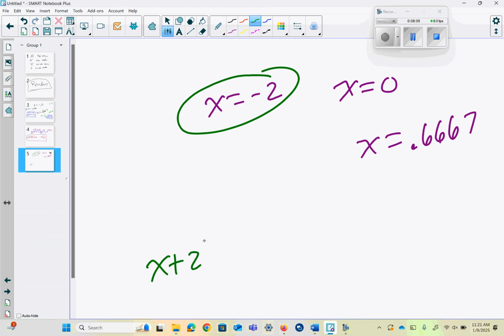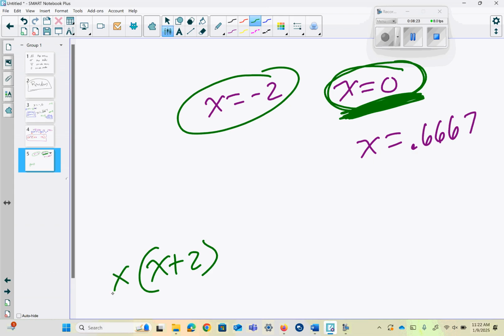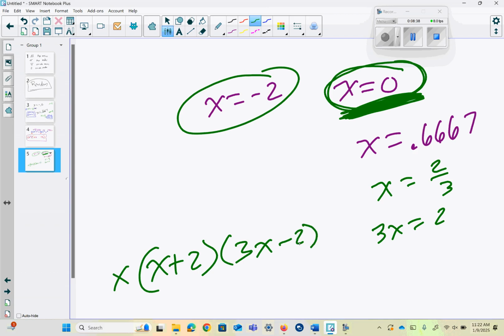Yeah, so x plus 2. What is the binomial for this one? Anyone know? Just this one. X equals 0. Is there a binomial? Or is it just an x? What do you think? Just an x. And then this is x equals 2/3. Multiply both sides by 3. Subtract 2. Now, the question is this one correct?